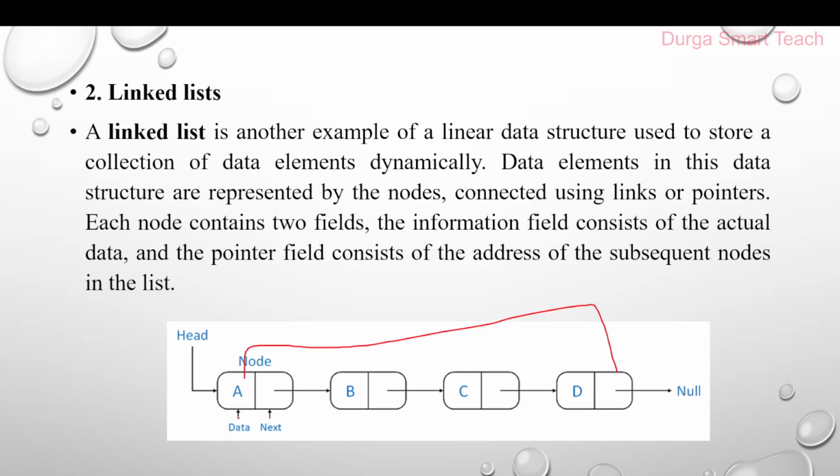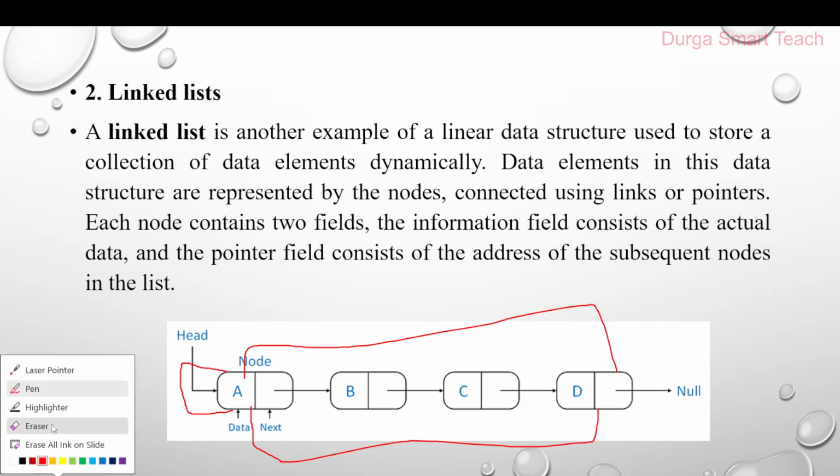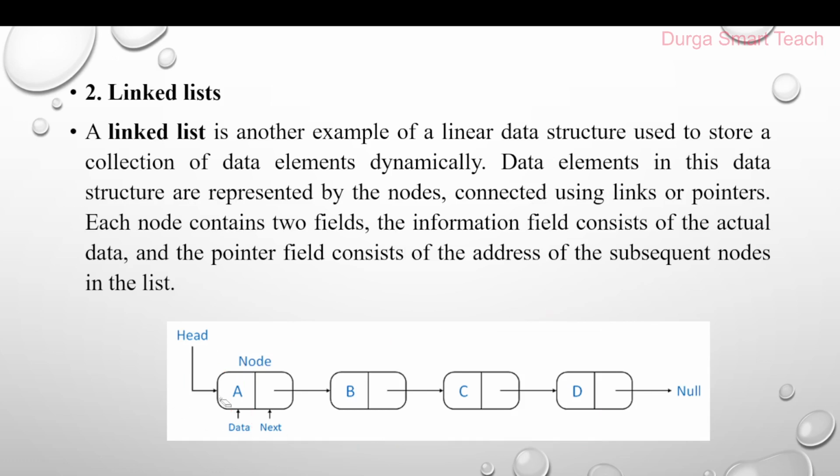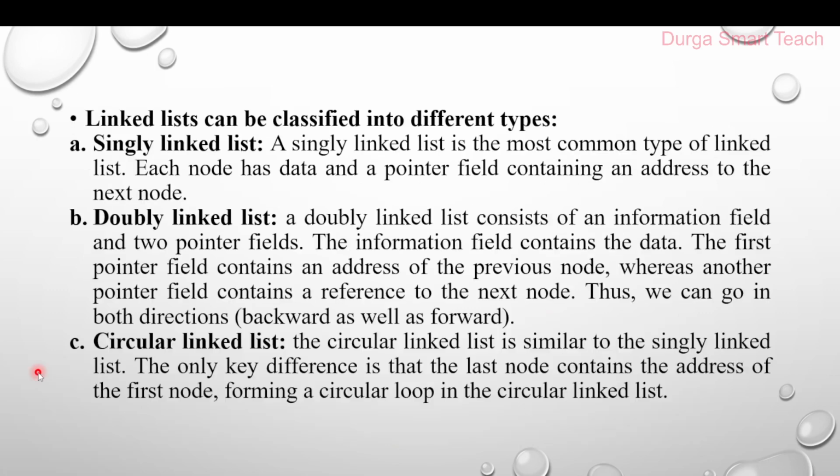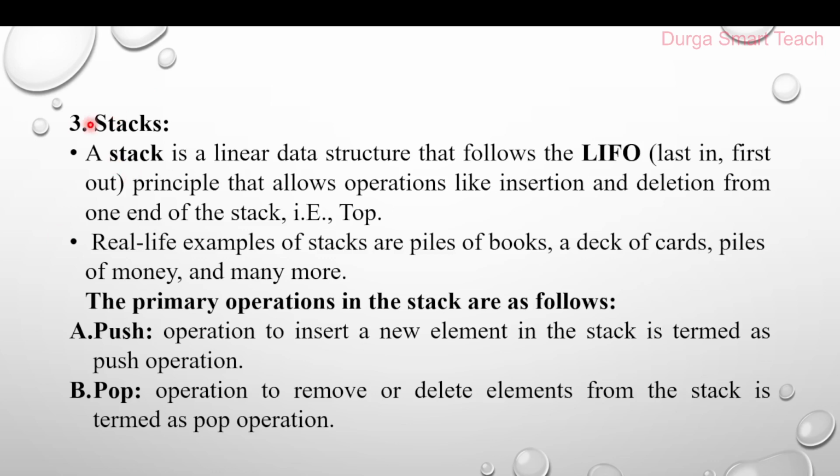This node contains the address of the next node. Okay, so here the previous one contains the address of this node. So that's why it will be like this, a circular linked list. I will explain single linked list and circular linked list in the coming videos. Just remember these points. Okay, the next one is stacks.